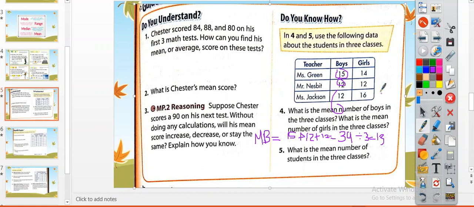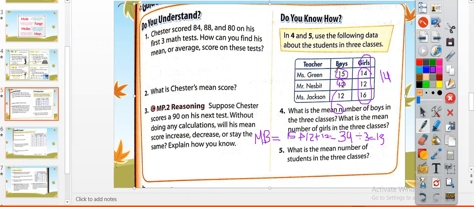Well, for the next one, you're going to add those numbers for the girls and then divide them by 3 as we did. You will have 14. So the mean of the girls, or the average of girls, is 14, and the average of boys is 13. And what is the mean of the students in the 3 classes?